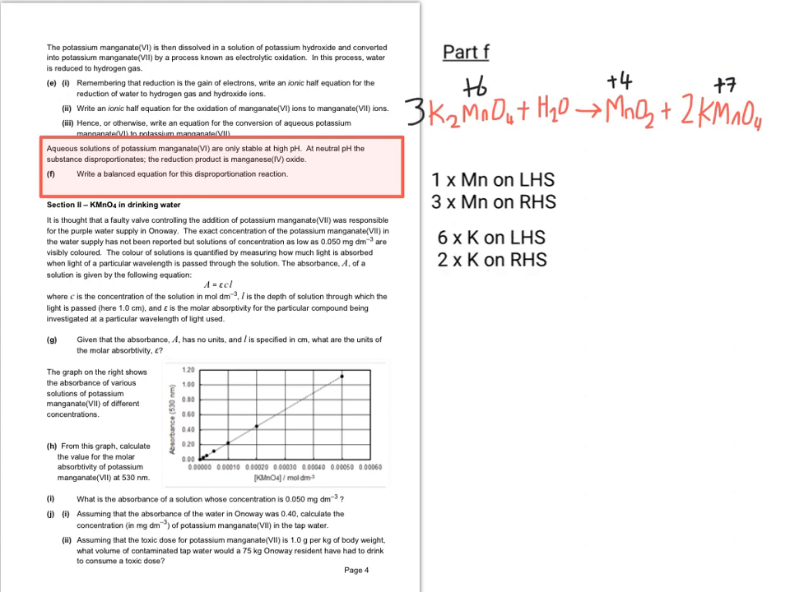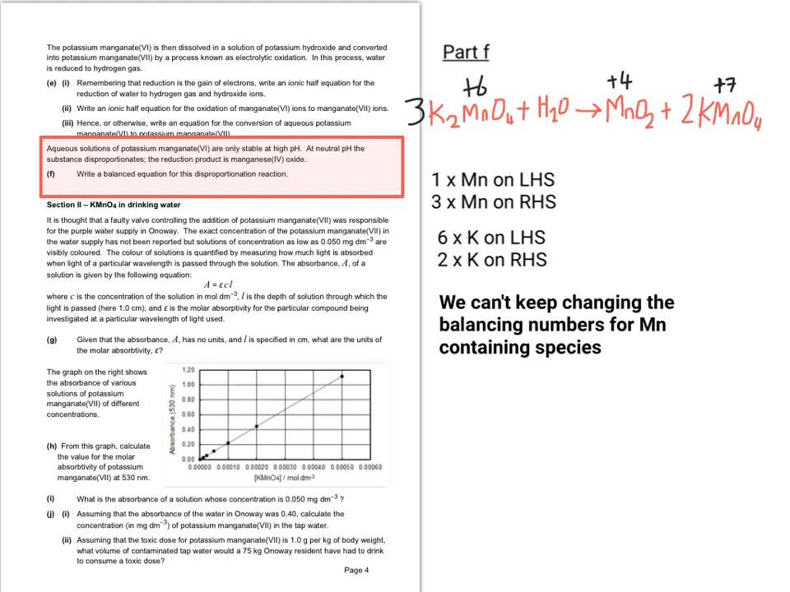But that creates another problem. We now have 6 potassiums on the left-hand side and 2 potassiums on the right-hand side. And we're also a bit stuck because we can't keep changing the balancing numbers for the manganese-containing species. They've now been sorted out.